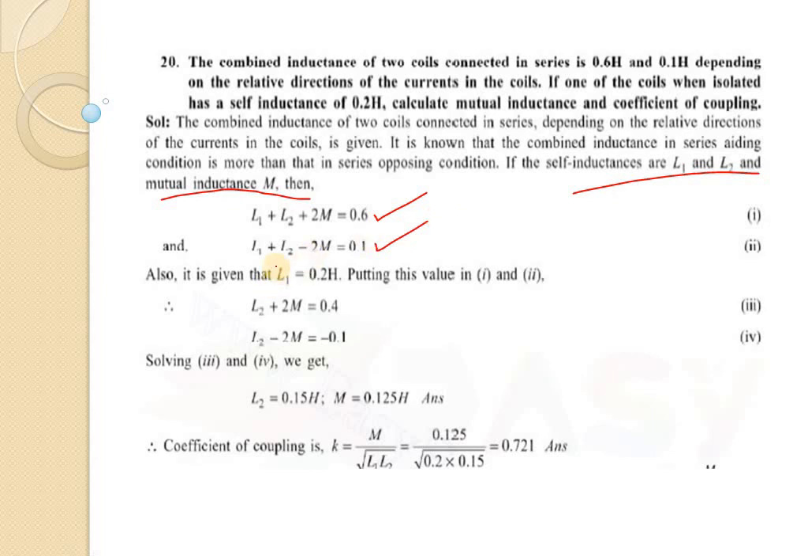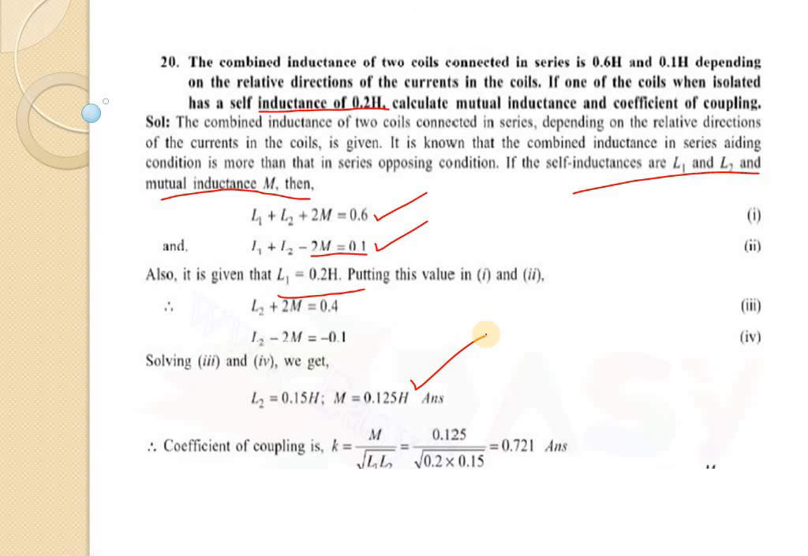And when the direction of current is opposite, then it will be L1 plus L2 minus 2M equals 0.1. Using these two equations and putting the value of L1 as 0.2, because a self-inductance of 0.2 Henry is given, we get the self-inductance of the second coil, L2, as 0.15 Henry and the mutual inductance as 0.125 Henry.